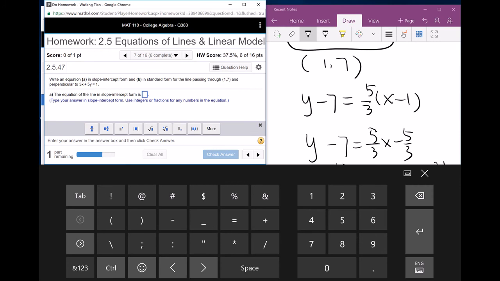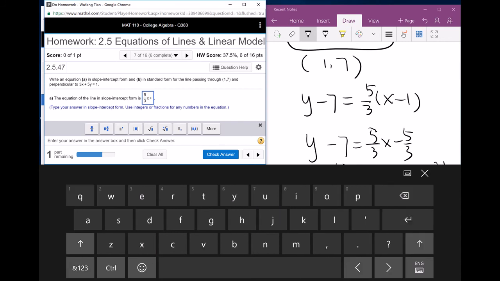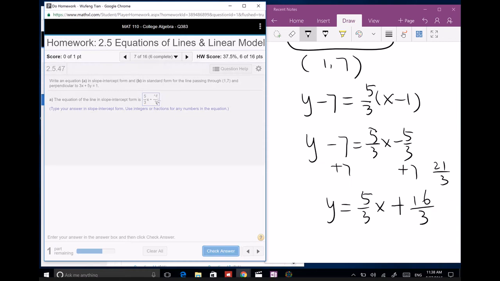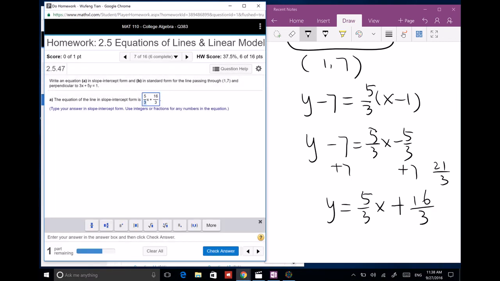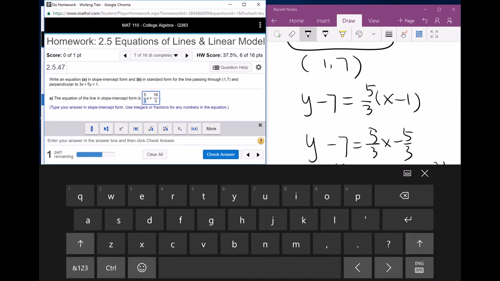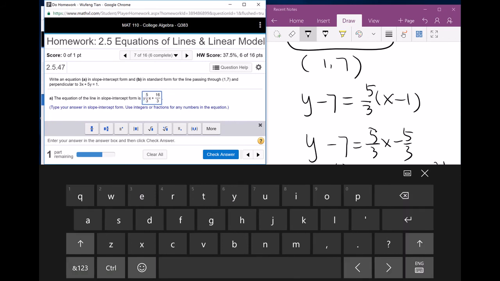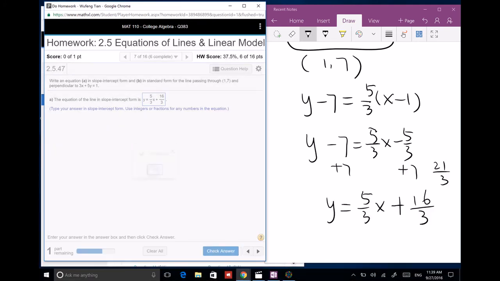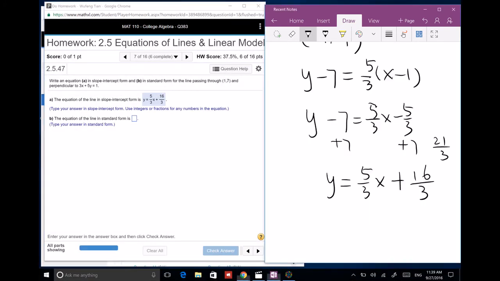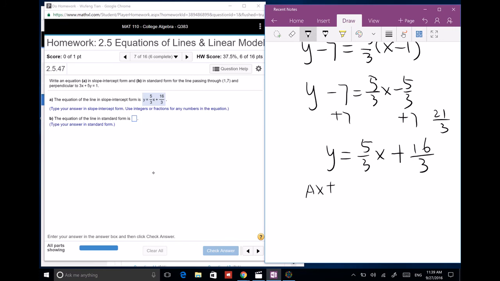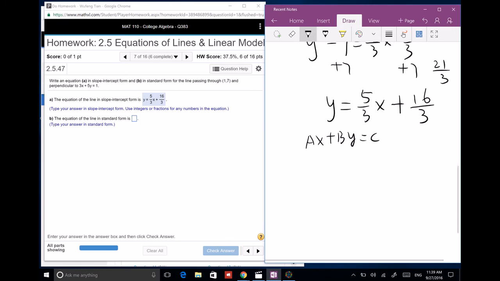So it's 5/3 x plus 16/3. Oh, I forgot the y part. y equals 5/3 x plus 16/3. And the standard form is ax plus by equals c. So what do we need to do? We just multiply everything by 3. So we got 3y equals 5x plus 16.